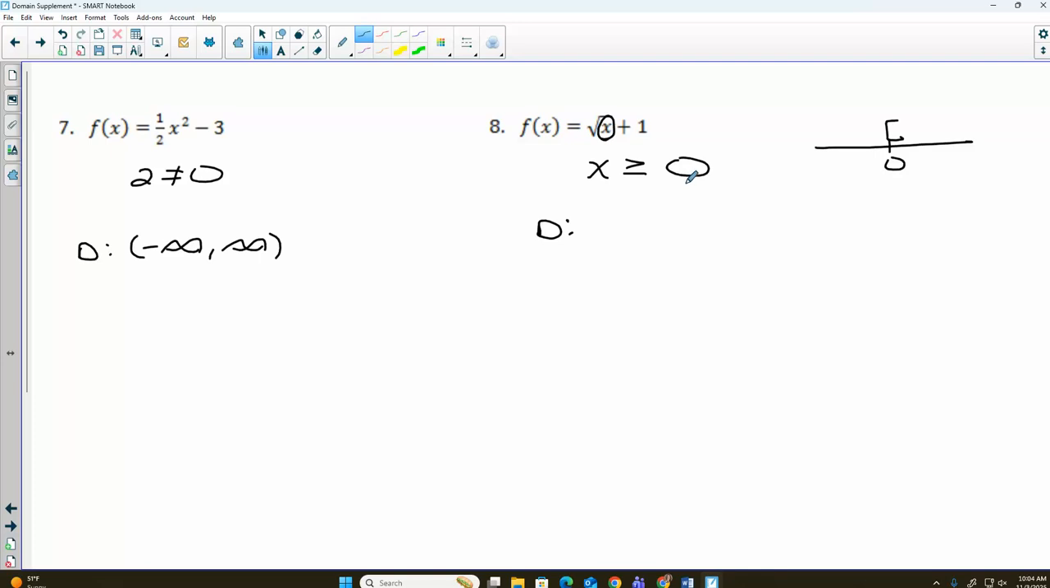It's not saying not equal to, it's saying greater than 0. So it's just bracket 0 to infinity. So the fractions are the ones that are not equals. The radicals, you have an inequality.